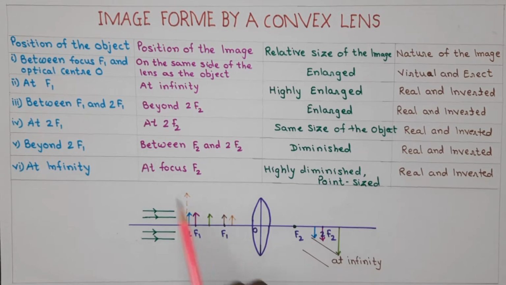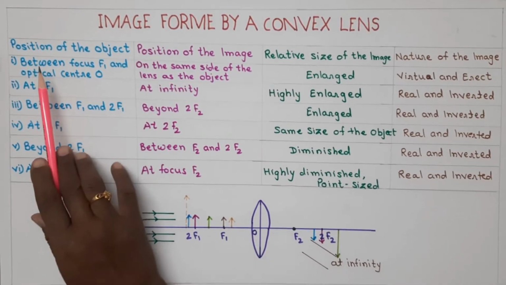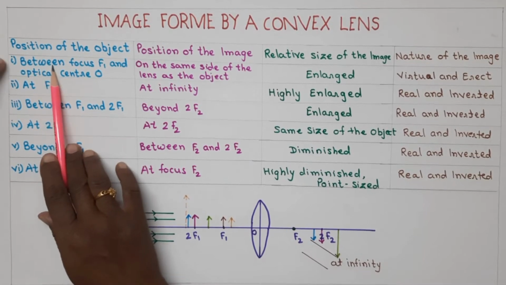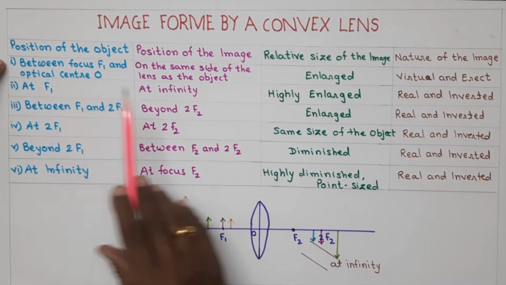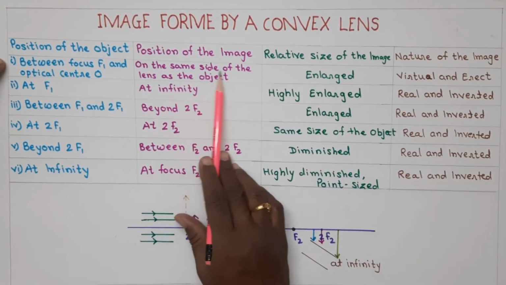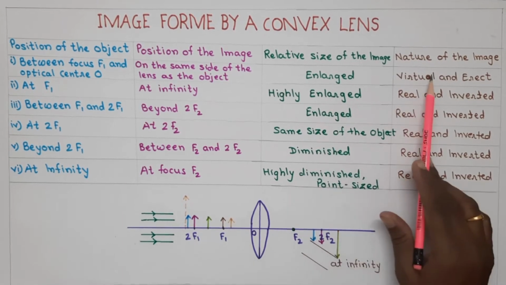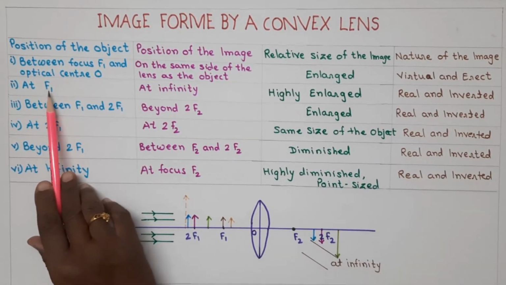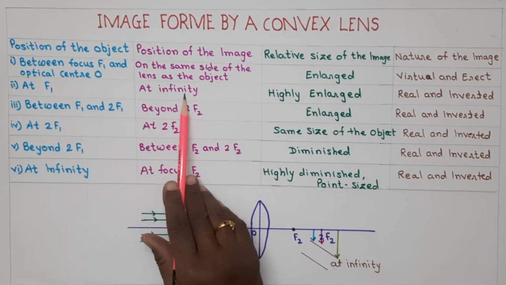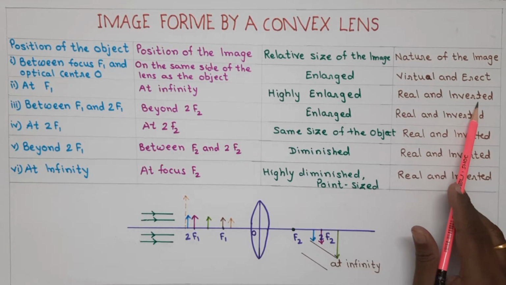Let's summarize the image formed by a convex lens. When the object is kept between focus f1 and the optical center O, the image is formed on the same side of the lens as the object. It is enlarged, virtual and erect. When the object is at f1, the image is at infinity, it is highly enlarged, real and inverted.